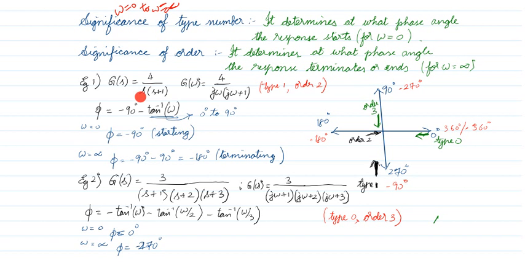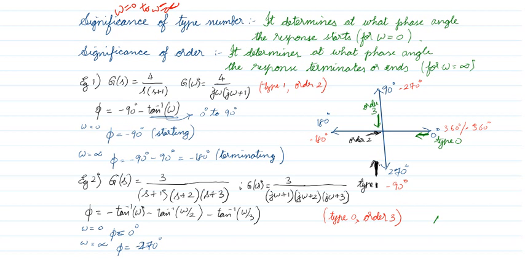It is 4 into s, 4 divided by s into s plus 1. What is the type of the system? Number of poles at the origin. One pole is at the origin, so the type is 1. What is order? Total number of poles. So order is 2. So type 1 and order 2. Now we are interested in the phase angle, right? We are not going to see the magnitude response now. We are just seeing the significance, so we deal only with phase angle.